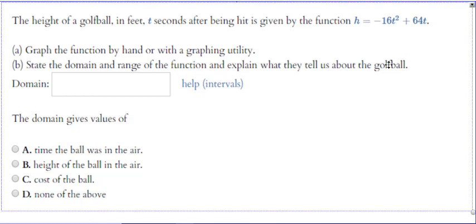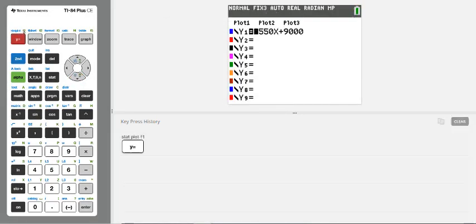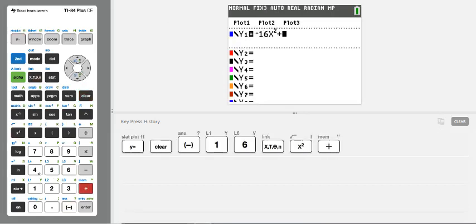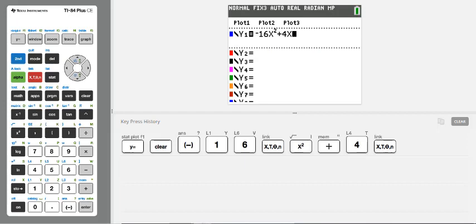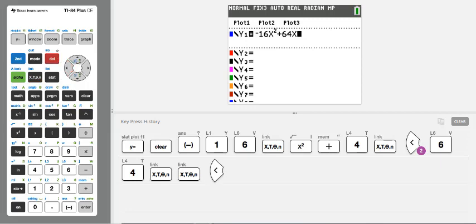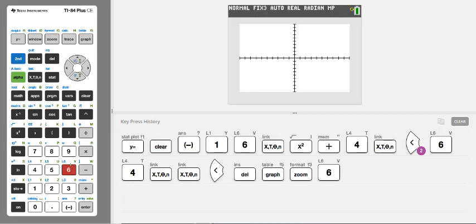Okay, so let's look at the domain. We've got to graph this. So let's clear and enter y equals negative 16x squared plus 64x. All right, so here's what we're going to do. We're going to hit graph. I just hit graph based off of my previous window limits. So I'm going to hit zoom 6.